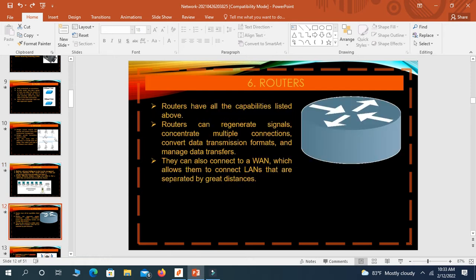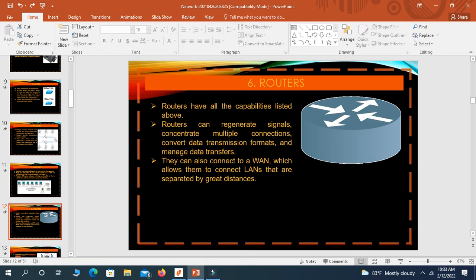Okay, next up you have routers. Routers have all the capabilities listed above. Routers can regenerate signals, concentrate multiple connections, convert data transmission formats, and manage data transfers.